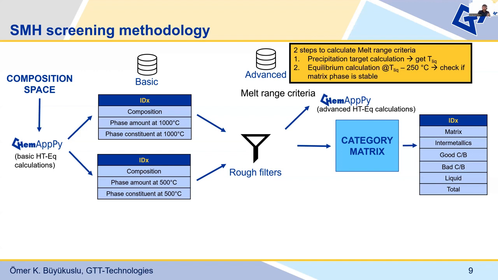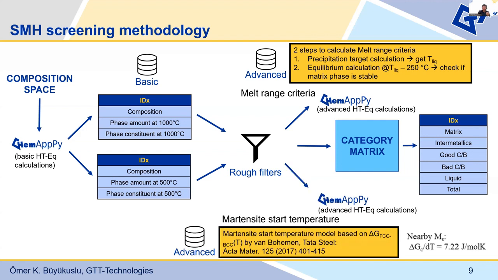Another crucial aspect for improved alloy design is the prediction of the Martensite start temperature as a function of composition and austenitizing conditions. We have calculated the Martensite start temperature based on a model by Van Bohemen, considering the change of the free energy difference between FCC and BCC phases, also at a temperature increment. The model is developed on the basis of a systematic analysis of delta G data calculated with the FSstel database of FactSage. Using this approach, the Martensite start temperature is estimated for each promising composition.